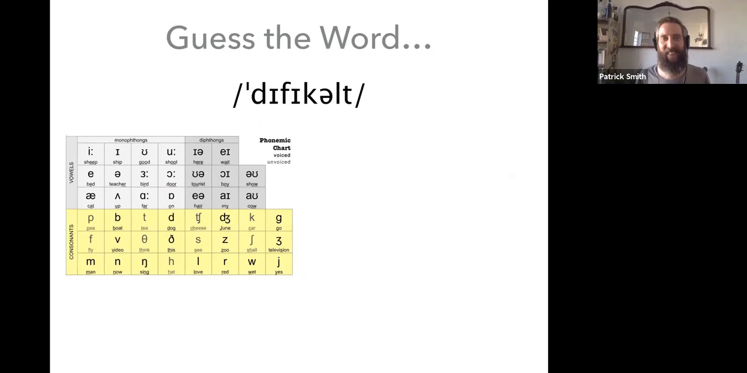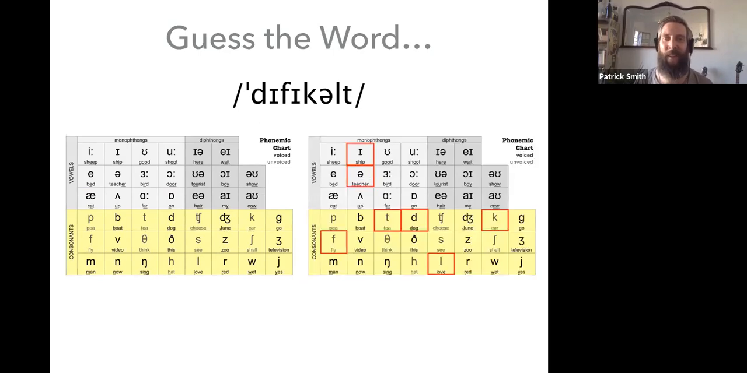Very good, David. Not too difficult, this one, yeah? So again, if we have a look at the phonemic chart, I've highlighted all the phonemes. First, we've got the d, like dog. We've got the I in ship. In fact, we've got that twice. We've got the f in fly. We've got a k, which I can't see actually at the moment on the phonemic chart. We've got a schwa, and we've got an l and a t.